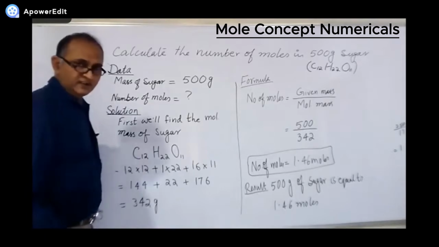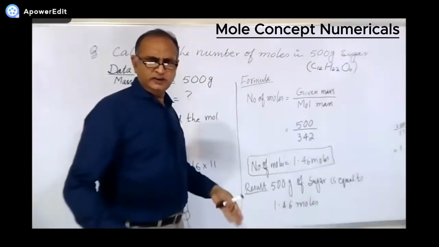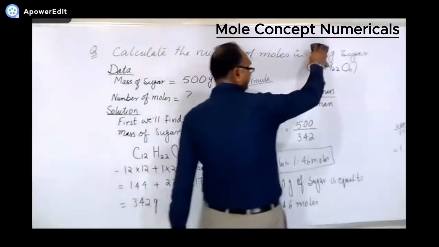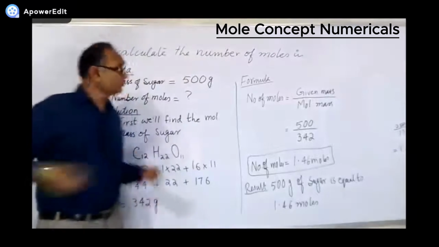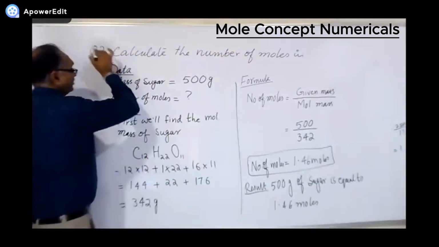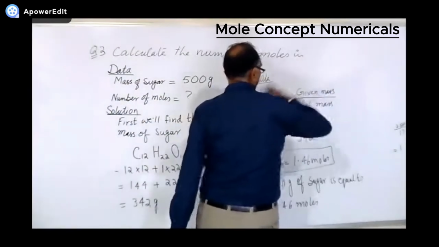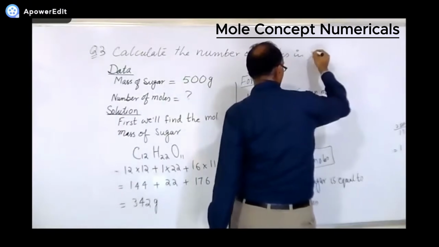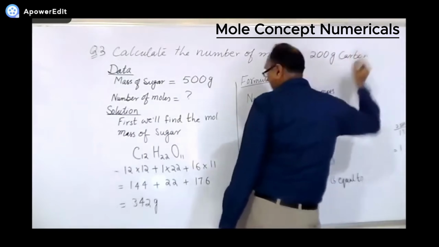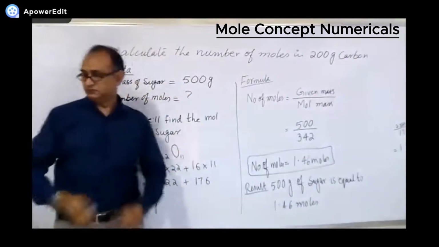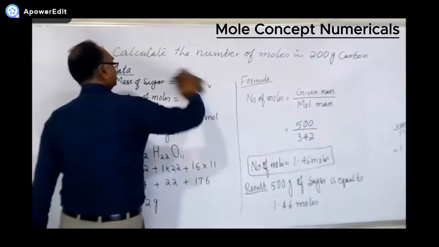Okay, let's change the question a little bit. You can make your own questions just for your own practice. I'm changing this number. The next question, that was question number 2. Now question number 3. One we did yesterday. I've changed the question. Calculate the number of moles in 200 gram of carbon.